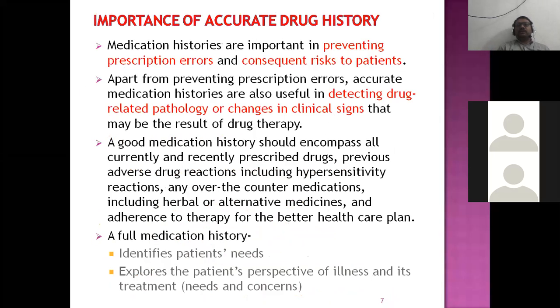Apart from preventing prescription errors, an accurate medication history is also useful in detecting drug-related pathology or changes in the clinical signs that may help during the result of a particular drug therapy. It is not only prevention of prescription error, it also detects drug-related pathology with the help of this medication history.